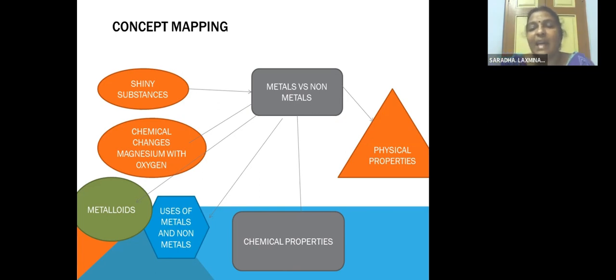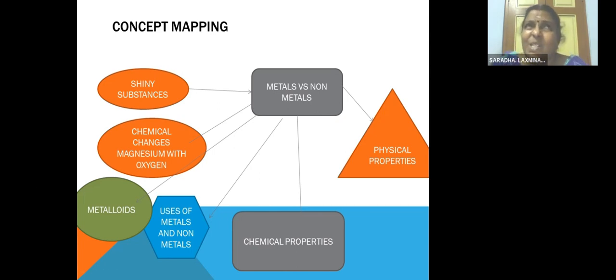Right. Now, what are the other things we are going to talk about further in this lesson? We are going to compare the physical properties. What is a physical property? Some examples of physical properties. And then we'll go with the chemical properties. And then we will speak about the uses of metals and non-metals. And finally, what are metalloids?